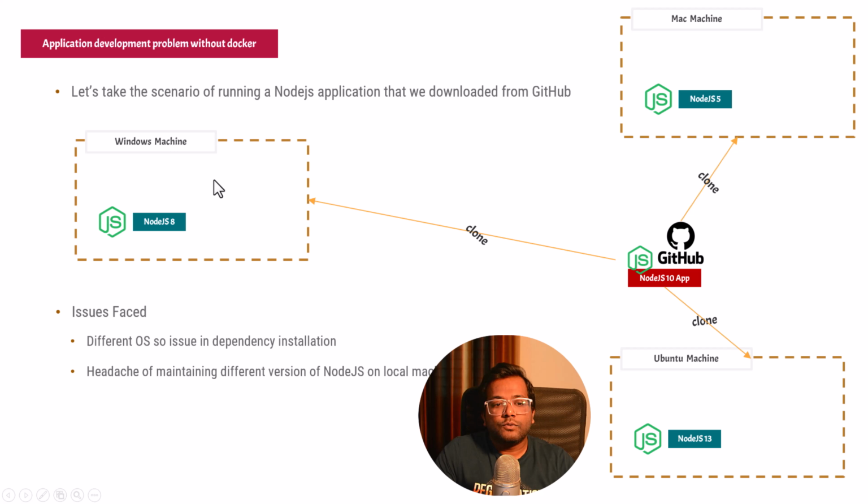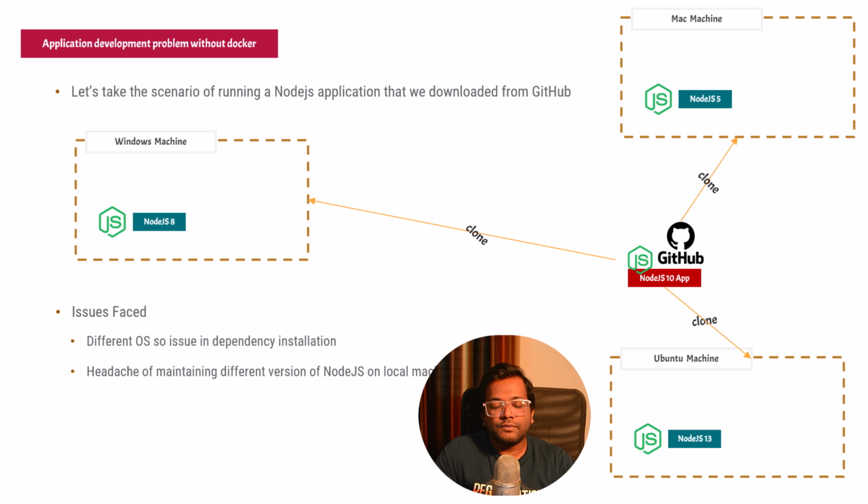So one solution is what? Let's say this application is developed using Node.js 10 and you have different versions of Node.js on your machine. You can use a version manager where you can have different versions of the same Node.js. Let's say you can install Node.js 8 also, Node.js 10 also, Node.js 15 also, and based on the application that you have downloaded, you can change your version using that version manager application, and then you can use it.